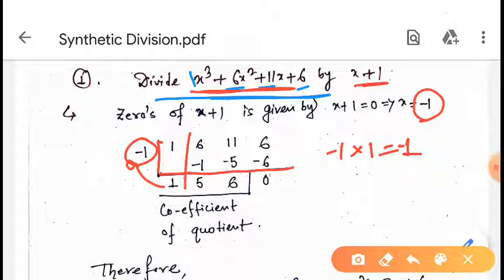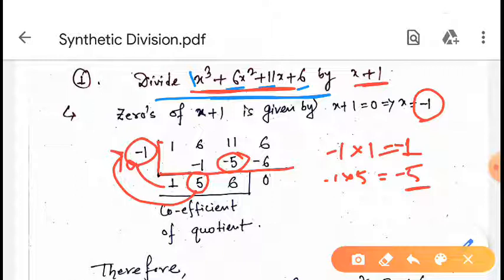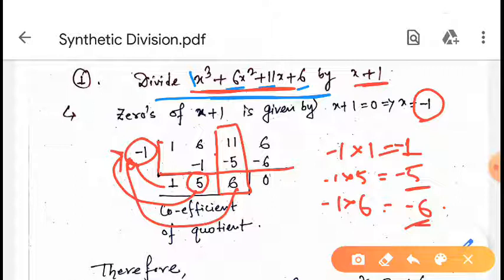Now whenever you get this 5, you multiply this 5 with minus 1. That means minus 1 times 5, which is minus 5. This minus 5 we write here. Now again we do the same column operation. 11 minus 5 becomes 6. Now again this 6 is multiplied with minus 1, so minus 1 times 6 is minus 6. This minus 6 is written here.